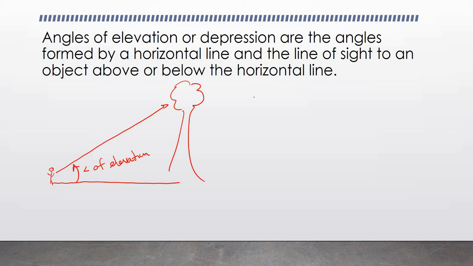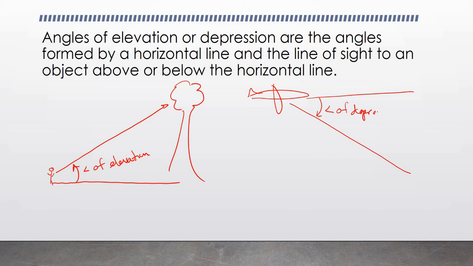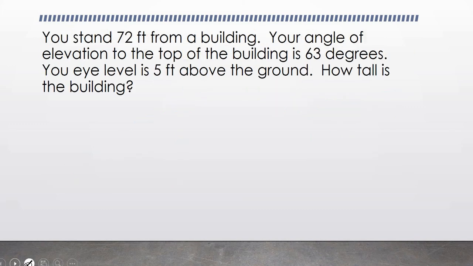Then let's say we have somebody who's flying in an airplane, and yeah, that's an airplane, and they look down towards the ground. The angle that they look down on is the angle of depression. Okay, so angles of elevation and angles of depression. So let's see what we're going to do with these.